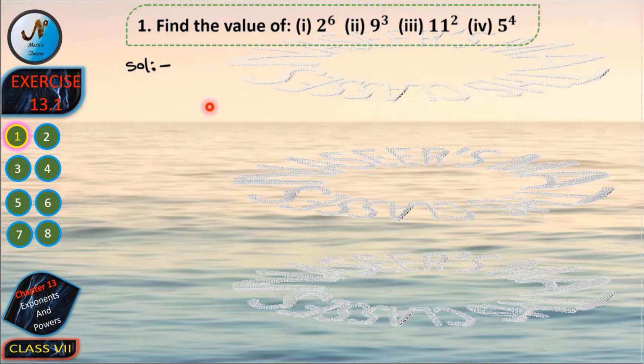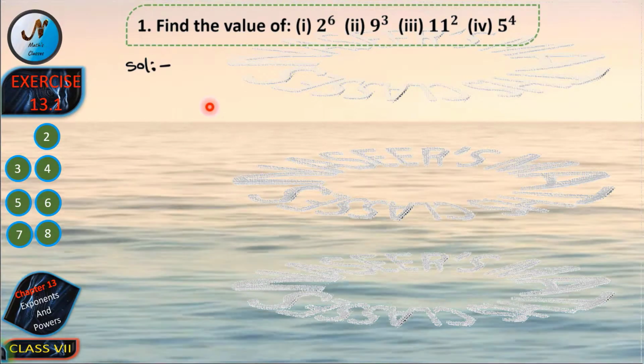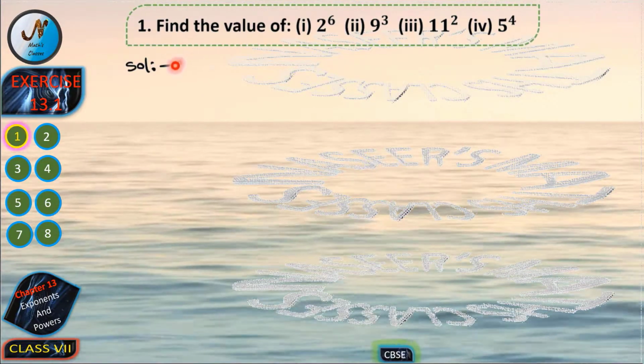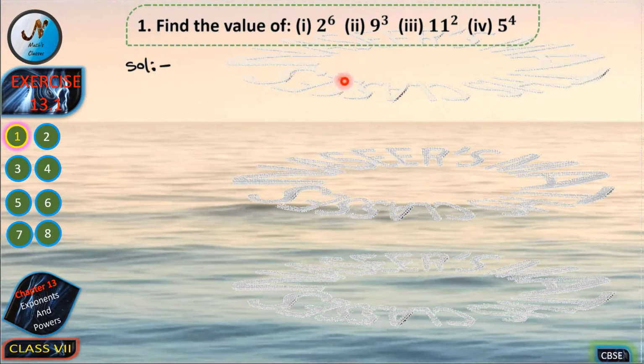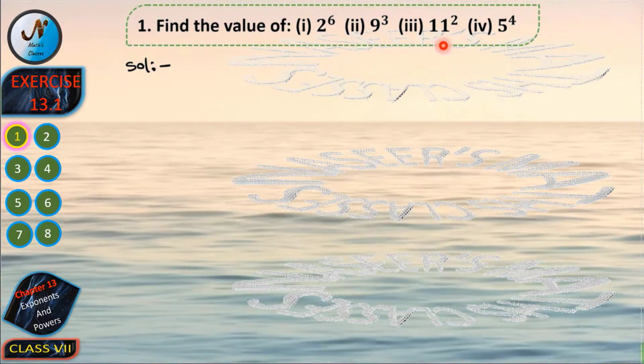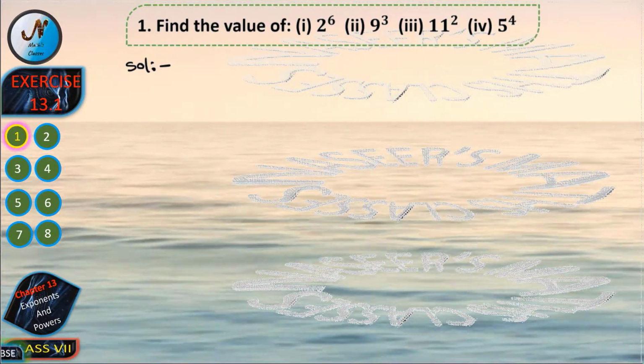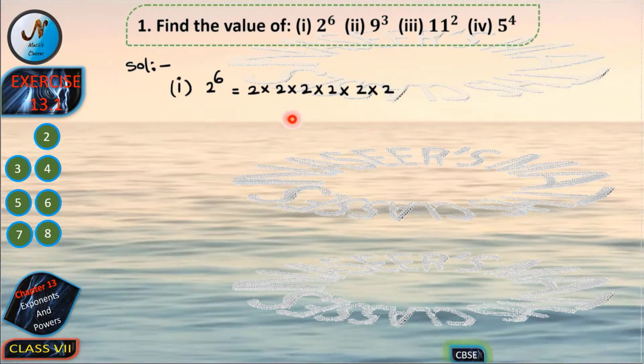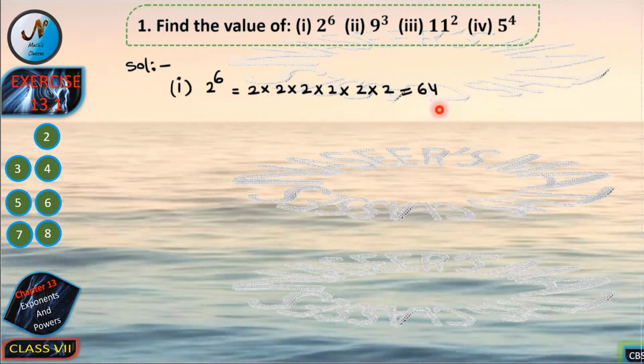Now we are going to solve first problem of exercise 13.1, chapter 13, class 7. In this problem it is given that find the value of 2 power 6, 9 power 3, 11 square, 5 power 4. So first one is 2 power 6 means 2 is multiplied 6 times, which is equal to 64.